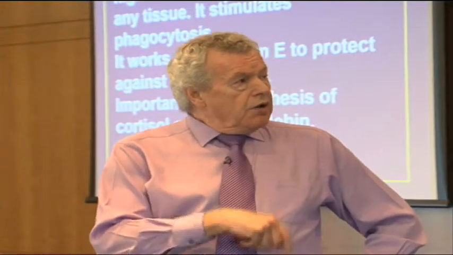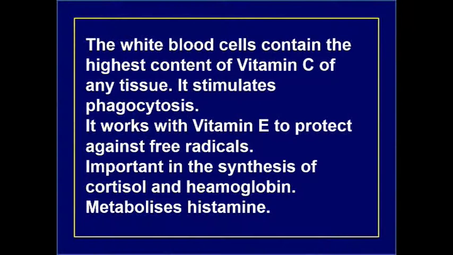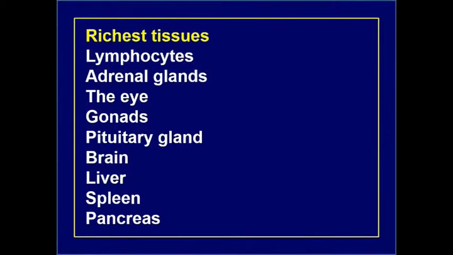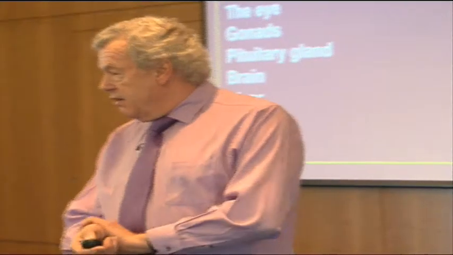Right, white cells contain the highest amount of vitamin C of any tissue in the body. White cells are involved with the immune system, so they're probably quite important. It stimulates phagocytosis. It works with vitamin E to protect against free radicals. It works in the water-soluble components of the body, whereas vitamin E works in the fat-soluble. It's important in the synthesis of cortisol and hemoglobin, and it helps to metabolize histamine. So the richest are the lymphocytes, followed by the adrenals, followed by the eye.